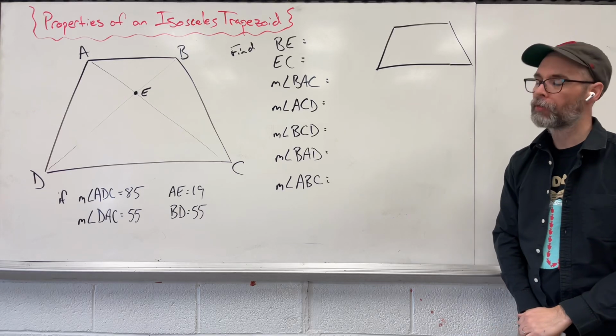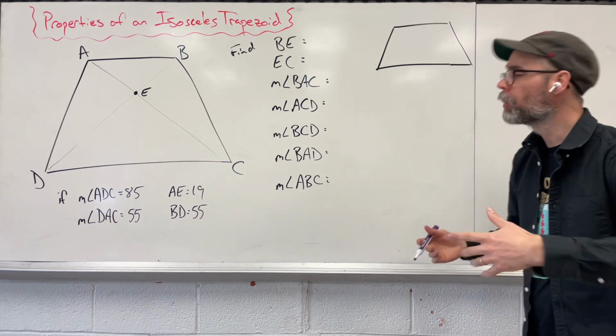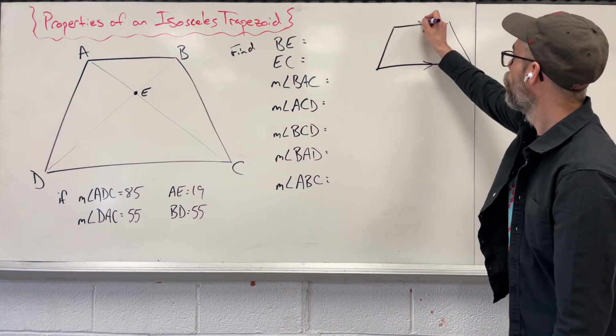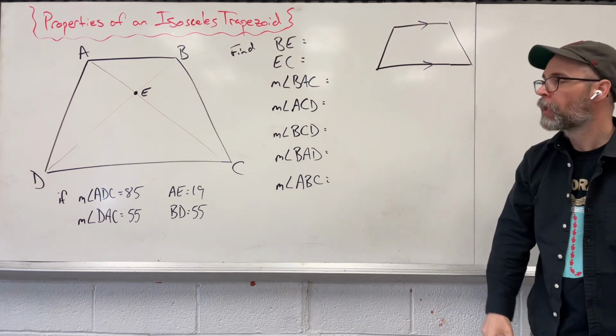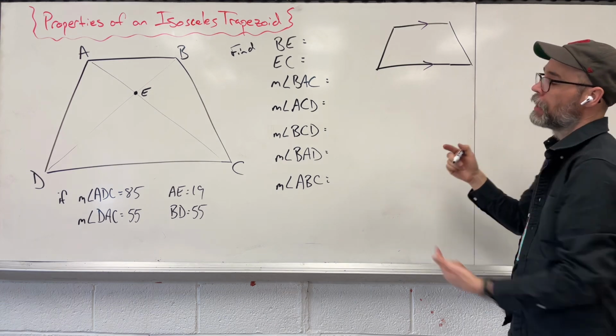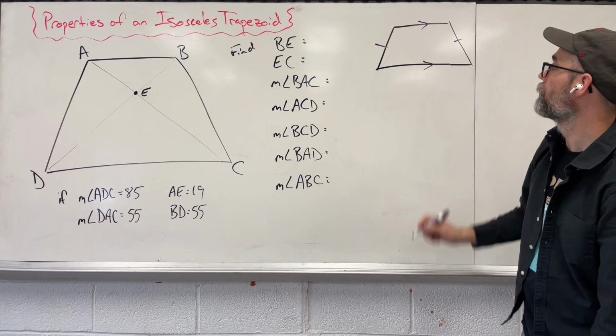Hi, today we're going to take a look at the properties of an isosceles trapezoid. So what makes a trapezoid a trapezoid? Well, it's a four-sided figure, a quadrilateral, that has one pair of parallel lines. Those parallel lines we call bases. The other two sides we call legs. Now, in order for it to be isosceles, those legs have to be the same.